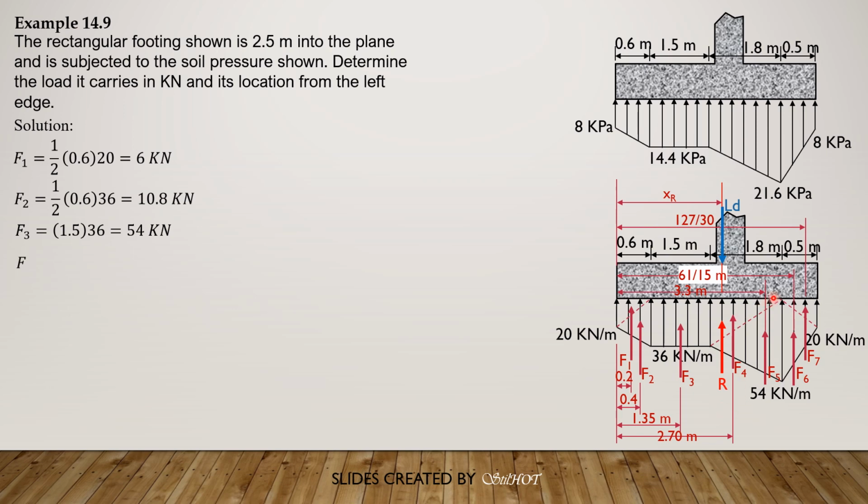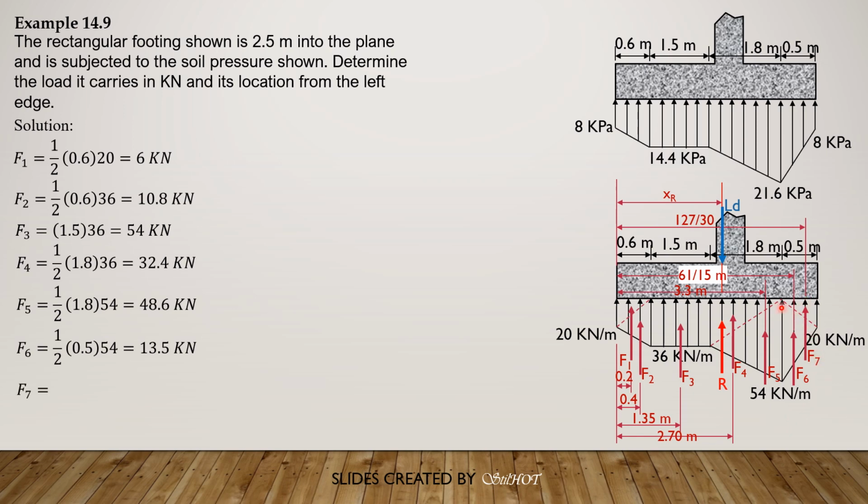F sub 4 is 1 half of 1.8 times 36. It's 32.4 kilonewtons. F sub 5 is 1 half of 1.8 times 54. So it is equal to 48.6 kilonewtons. F sub 6 is this triangle here, 1 half of 0.5 times 54. So it is equal to 13.5 kilonewtons. Then finally, F7 is 1 half of 0.5 times 20. So it is equal to 5 kilonewtons.